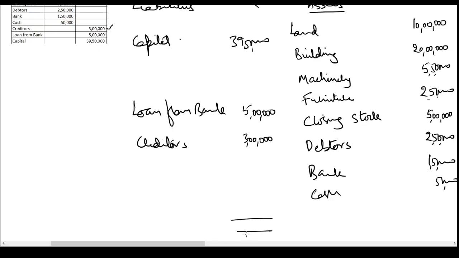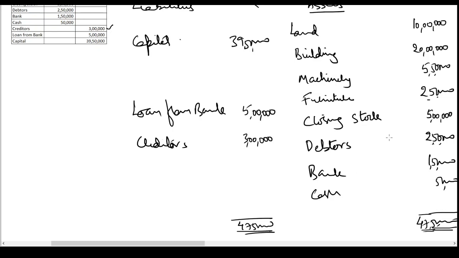Now we have to total both the asset side and the liability side, and balances should tally. 39,50,000 plus 8 lakh is 47,50,000. 47,50,000. So 10 plus 20 is 30, 35,50,000, 38 lakhs, 43 lakhs, 43 lakhs plus 4 lakh is 47, and 50,000 is 47,50,000.